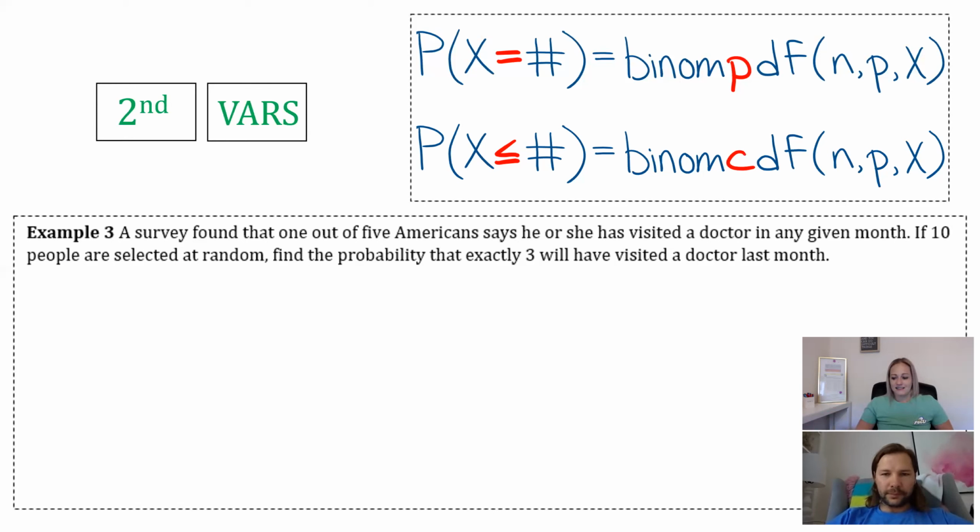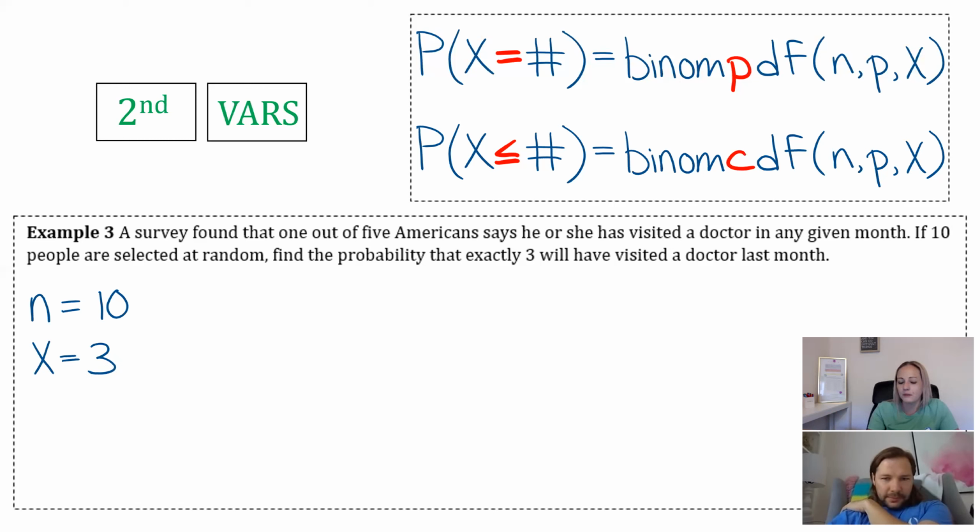Okay, Dr. Insko, I'm going to ask you some questions here. Can you tell us what you think N is? I think 10, because 10 people are selected at random. Good. So N is the total number of people, so 10. What is X going to be? X is going to be the number of people going to the doctor, so 3. Yep, X is exactly 3, so X equals 3.